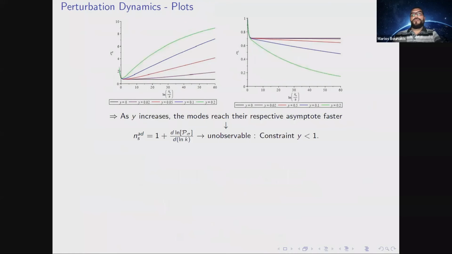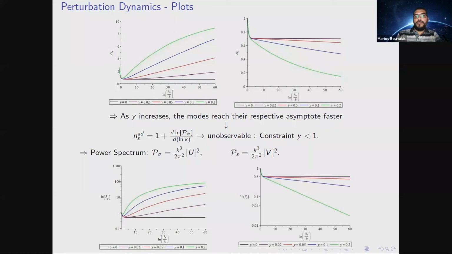Having obtained the evolution of the modes, we observe that as y increases, the modes reach their respective asymptotes a lot faster, resulting in a spectral index that is well beyond observational bounds, and therefore we choose to restrict ourselves to y smaller than 1. And obtain the power spectrum of both the adiabatic and the entropic perturbations, the former of which approaches its asymptote, and the latter, as you can see, quickly vanishes as one approaches the end of inflation.